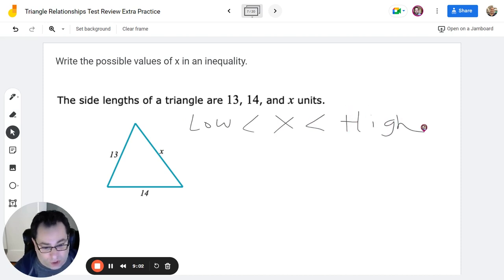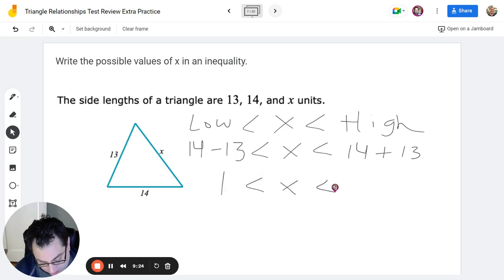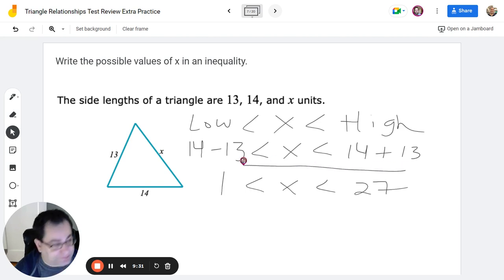To establish the low end, we take the two remaining sides and subtract them. So big minus little, so 14 minus 13. And to get the high end, we are going to do 14 plus 13. So on the low end, we get 1, and on the high end, we get 27. And that's all they want. They just want the inequality. So that is the final answer.